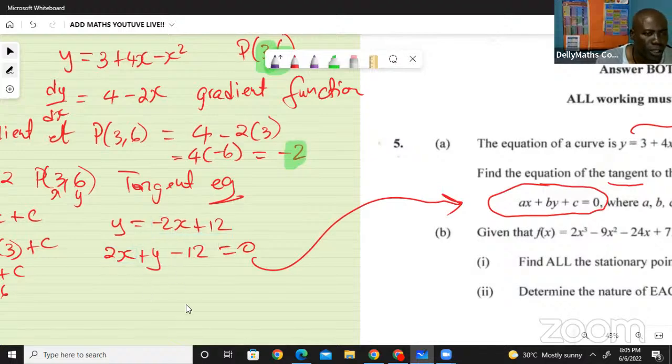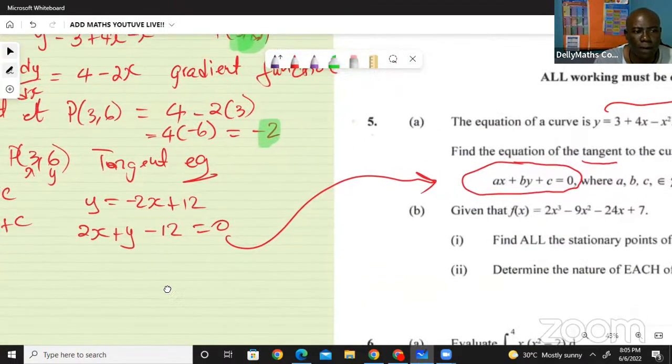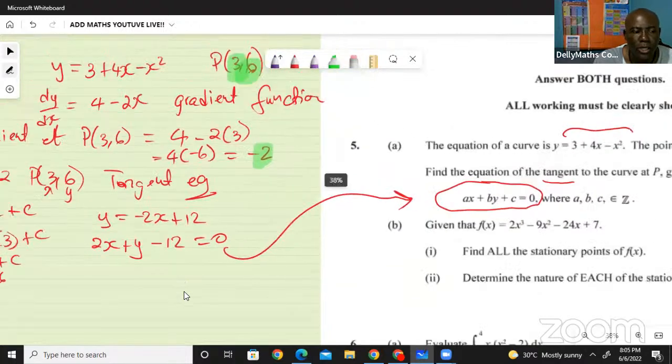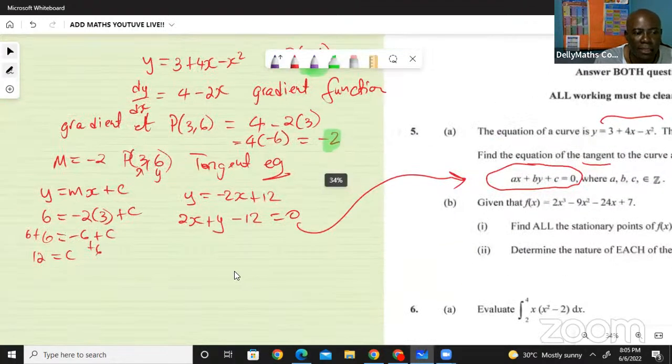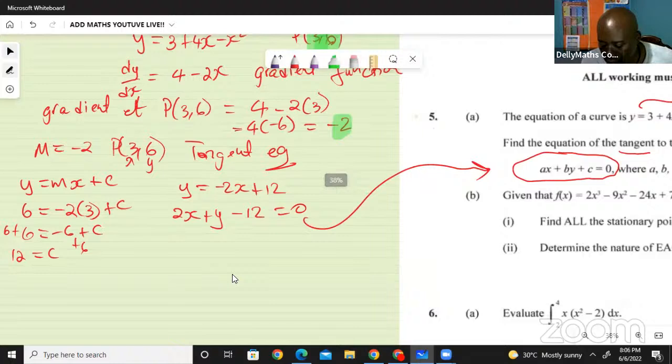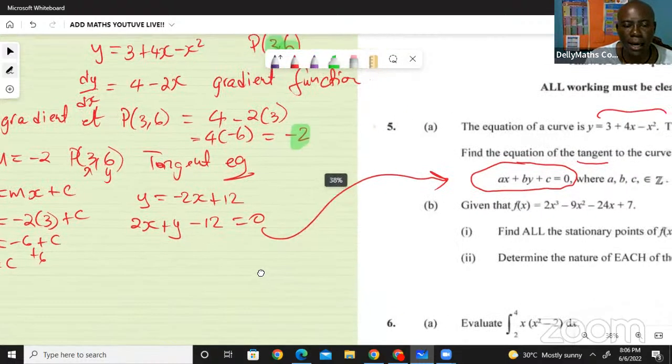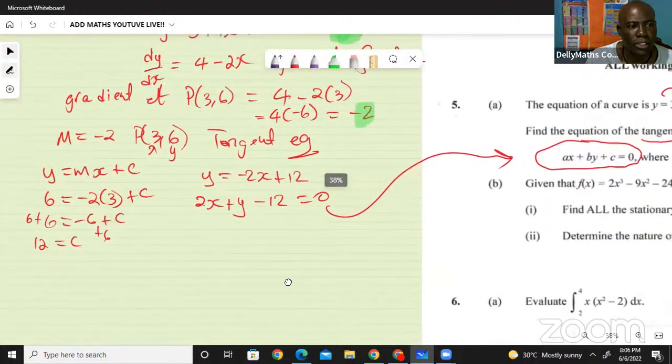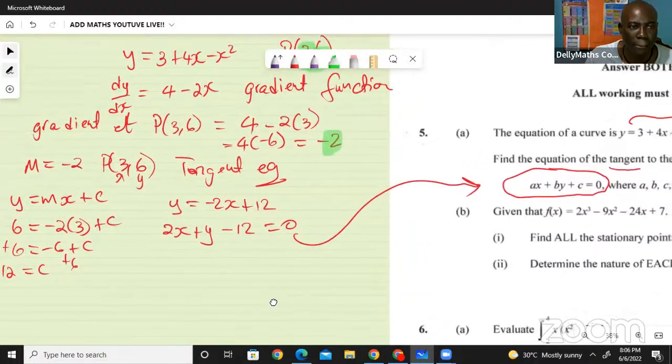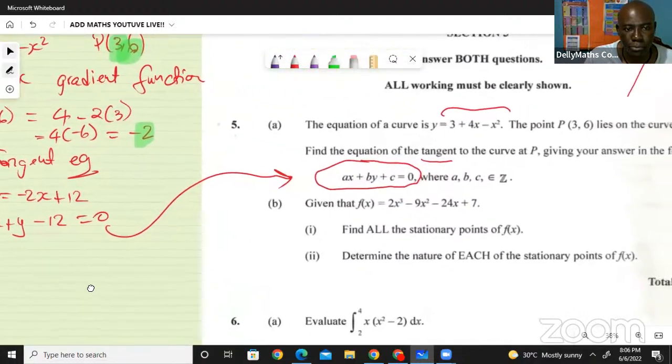I hope everybody sees that and you're fine with that. And remember, you can get there other ways, so it's fine. Those are the values that you should be looking at if you get there. Let's continue. So that is the equation of the tangent that passes through the point P.